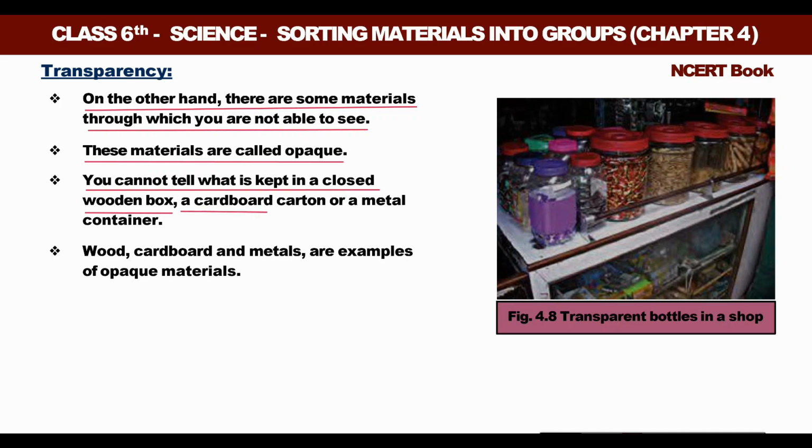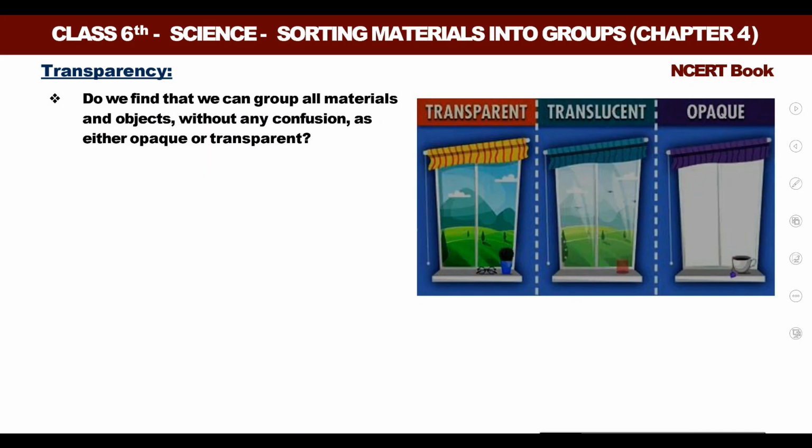If a box or carton is made up of cardboard, you cannot tell what is inside. A metal container, you cannot see across metal. These are what I said, opaque. So wood, cardboard and metals are examples of opaque material through which you cannot see. The material through which you cannot see is opaque.